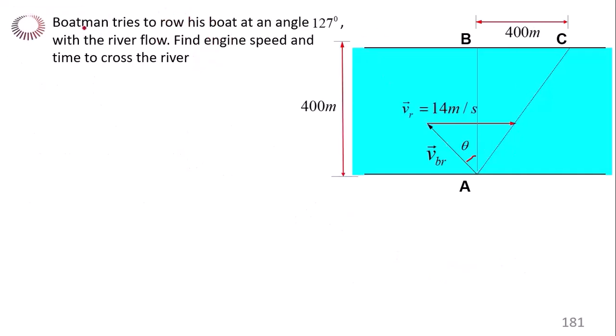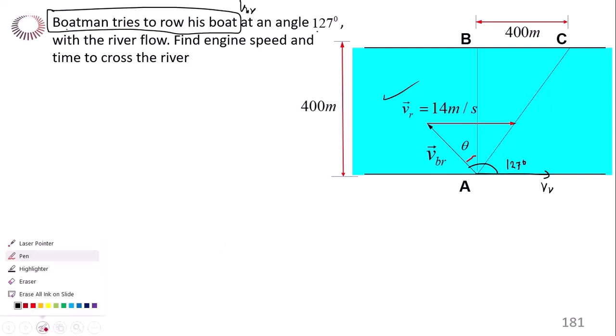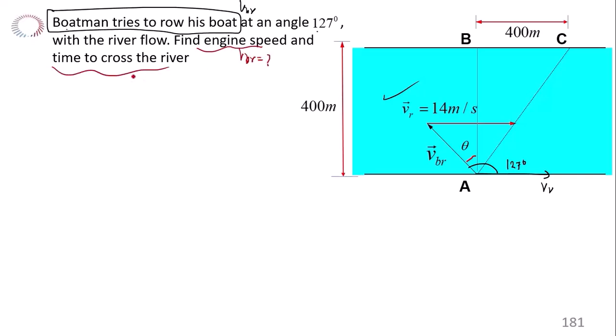Now, a boatman tries to row his boat at an angle of 127 degrees with the river. Means this is the VBR, at an angle of 127 degrees with the river flow. So this is the VR. VR is given as 14. You are asked to calculate the engine speed, that is the VBR, and the time to cross the river, T.